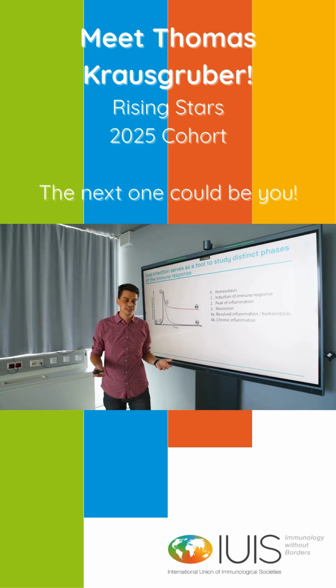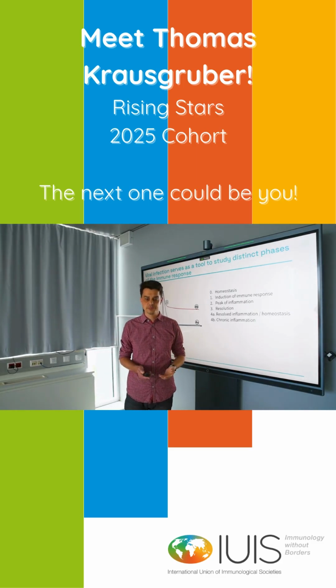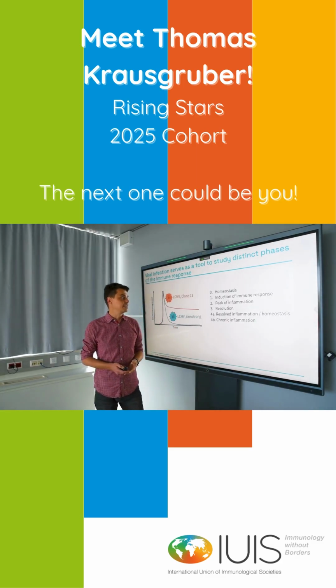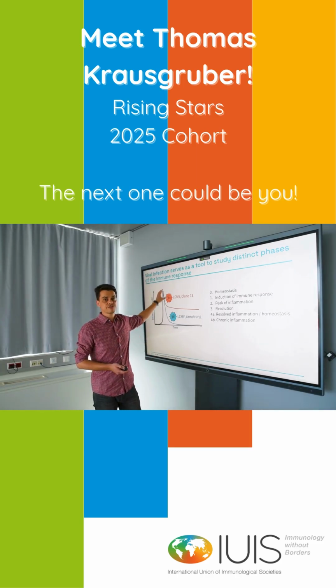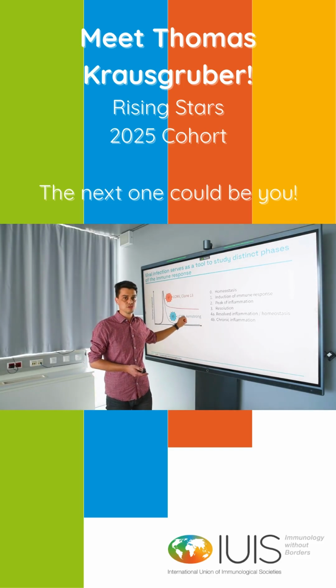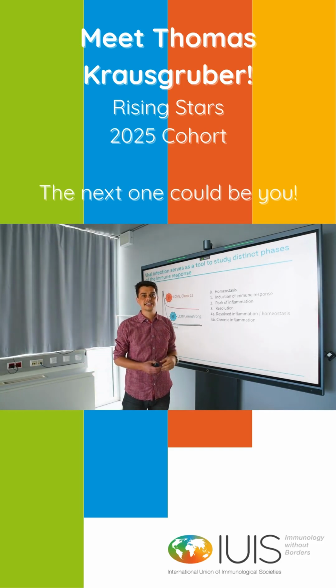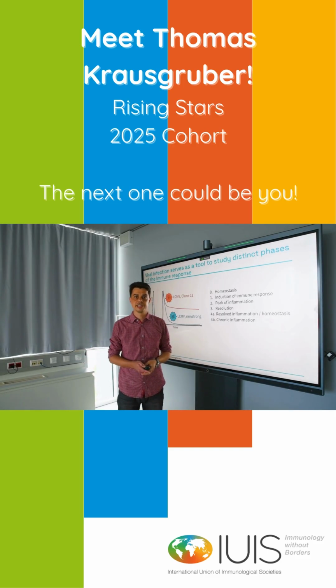Now, how do we model these phases and these different outcomes in the lab? We use LCMV viral infection models, and in particular, we use two different clones. One of them, clone 13, results in a chronic inflammation, and the other one, clone Armstrong, can be resolved and allows us to really nicely study the resolution phase during an immune response.